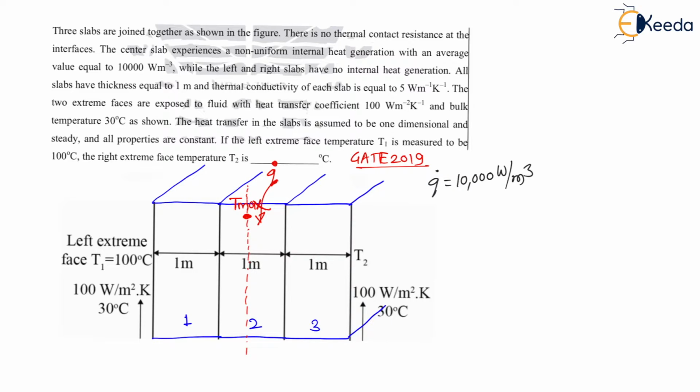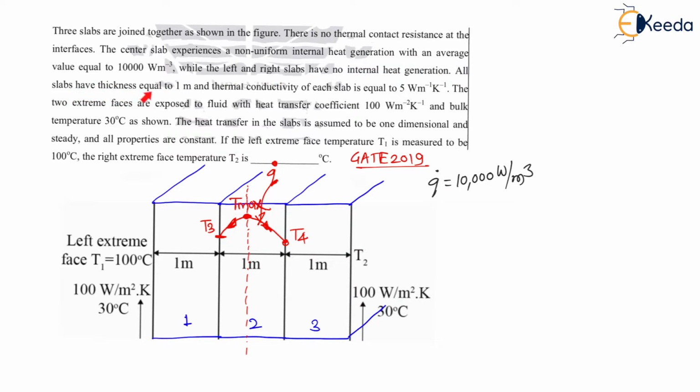So in case of the center slab, the temperature distribution will be parabolic. Therefore the heat flows from the center, that is the maximum temperature, to the other two ends, like this. And let us say here temperature becomes T3. I am assuming here temperature as T4, right? And the left slab and right slab do not generate any heat. Then let us go to the question.